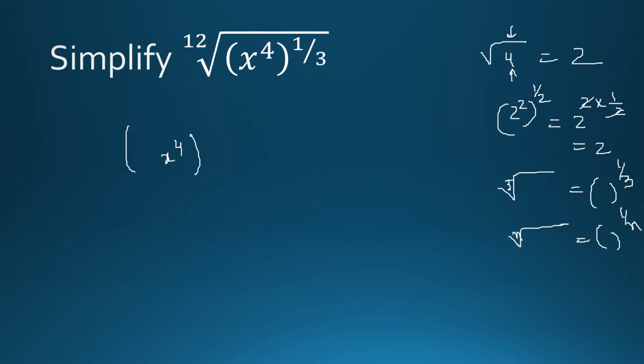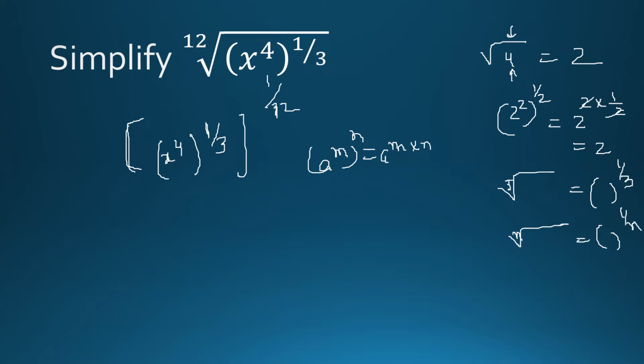So we have 1 by 12 as power. Yes or no? Okay. Now you know that a raised to power m raised to power n is a raised to power m into n. Correct? So I can write as 4 into 1 by 3 into 1 by 12. Any doubt? So I can divide this. 4 3s are 12. So now x becomes x raised to power 1 by 9. 3 3s are 9.